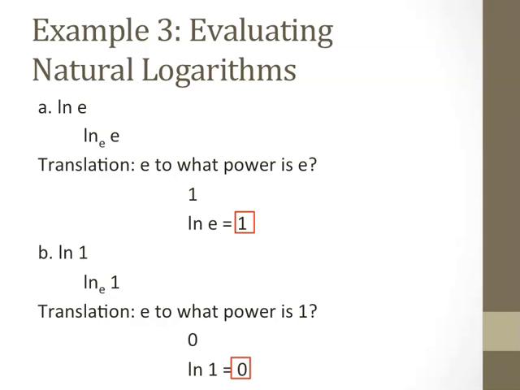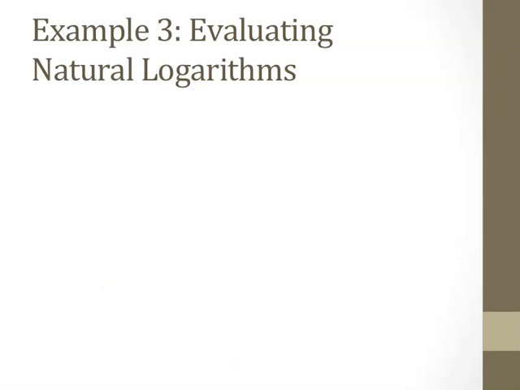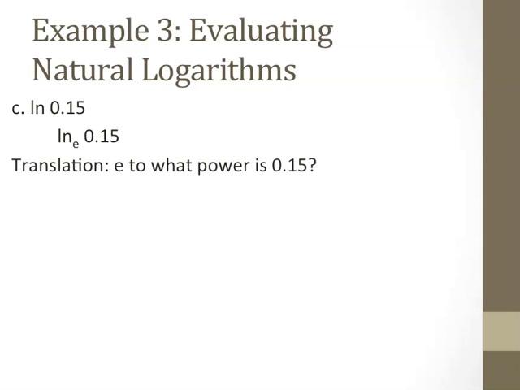Okay, take a look at the next one. This one says ln of 0.15. Now, this one's a little bit trickier. You can write the little e in there. You're really asking yourself, e to what power is equal to 0.15? Now, since we know what e is, but because it is an irrational number, it's going to be very difficult for us to actually determine what that is. So we are actually going to need to use our calculator.